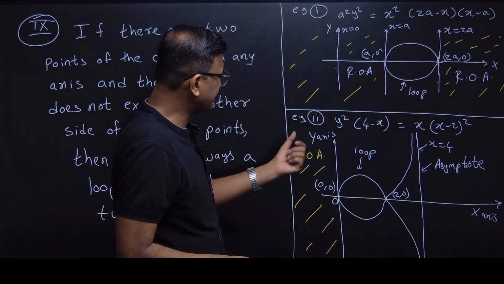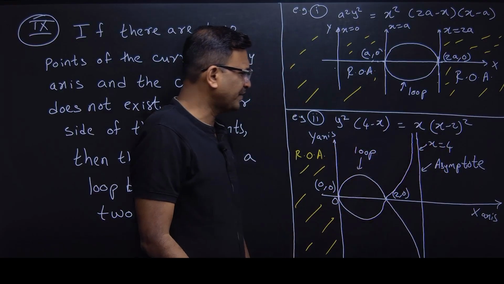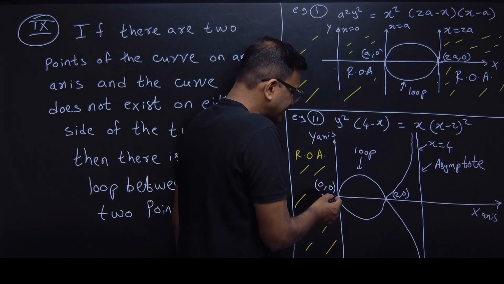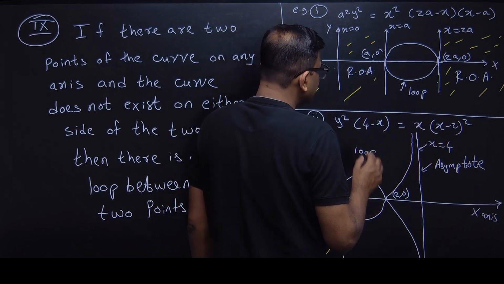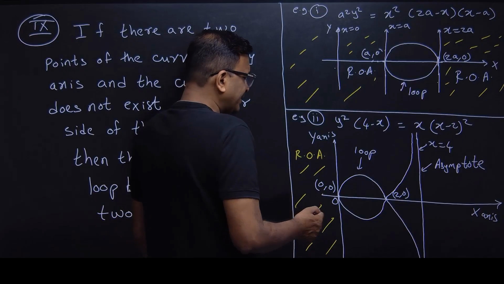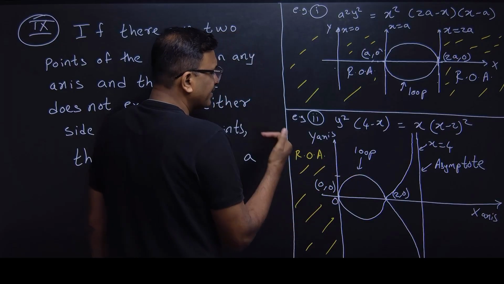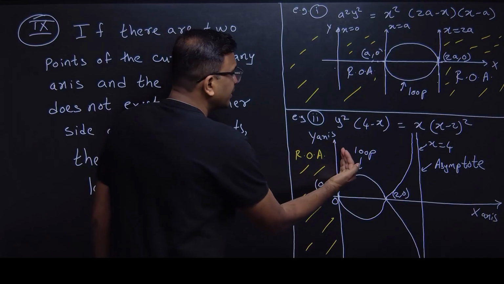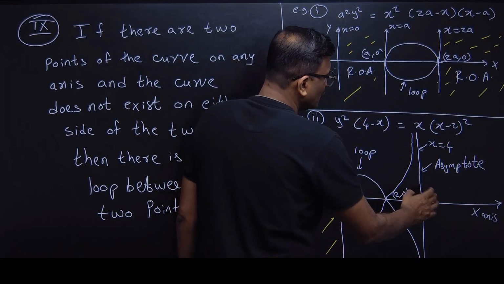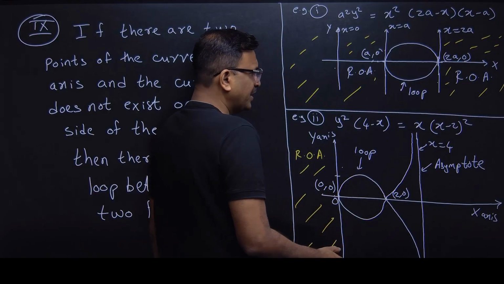Like in this example, the curve y square into 4 minus x is x into x minus 2 the whole square. If you check, when x is 0, y is 0, the curve passes through origin. When x is 2, y is 0, the curve passes through the point 2 comma 0. After applying all the rules, you will find that the curve does not exist on the left hand side of y axis, but it exists from 0 to x is 4, and there are 2 points 0 comma 0 and 2 comma 0 on the x axis.